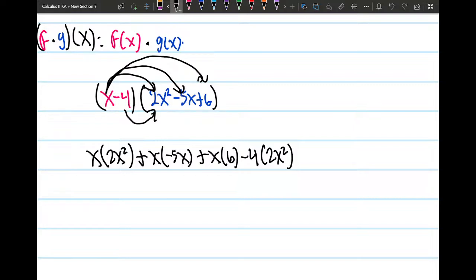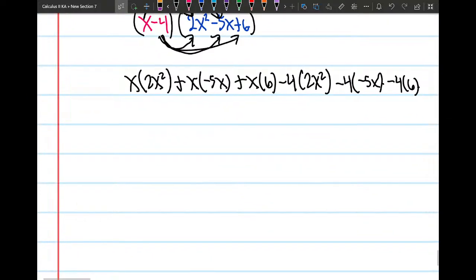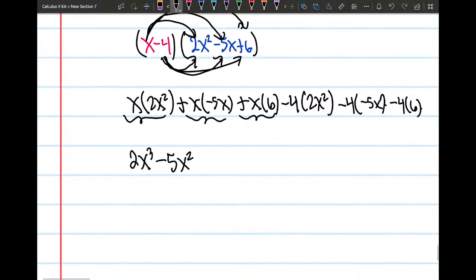And then minus 4 times negative 5x, and then minus 4 times 6. So now let's go ahead and simplify this. X times 2x squared, that's going to be 2x cubed, right? Then x times negative 5x, that's going to be minus 5x squared. And then x times 6, excuse me, it's going to be plus 6x.